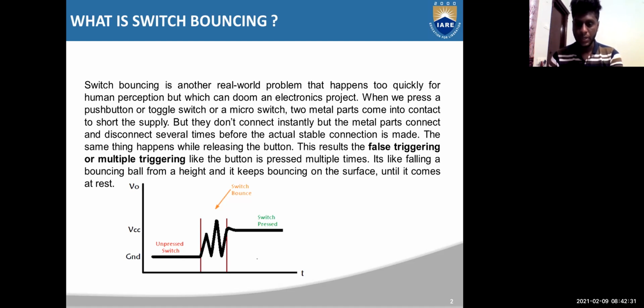For example, when a button is pressed multiple times, it's like a ball falling on the ground from a height and bouncing on the surface till it comes to rest. The below is the graph for switch bouncing, where the first part represents the unpressed switch, and then comes the switch bounce, where bouncing takes place, and when the switch is pressed, it comes to rest. First it will be at rest, then while it is bouncing there will be changes in the graph, and after it comes to rest, again it's straight. So this is about switch bouncing.